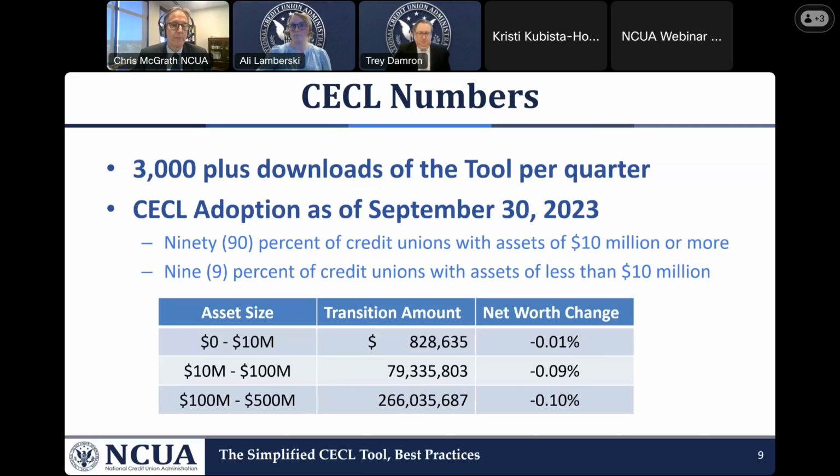We're also glad for the 84 credit unions with assets of less than 10 million who have adopted CECL. Our hope is that more small credit unions will adopt CECL and use the Simplified CECL tool. We believe that it will provide more accurate information for them to manage their loan portfolio. Next slide, please.